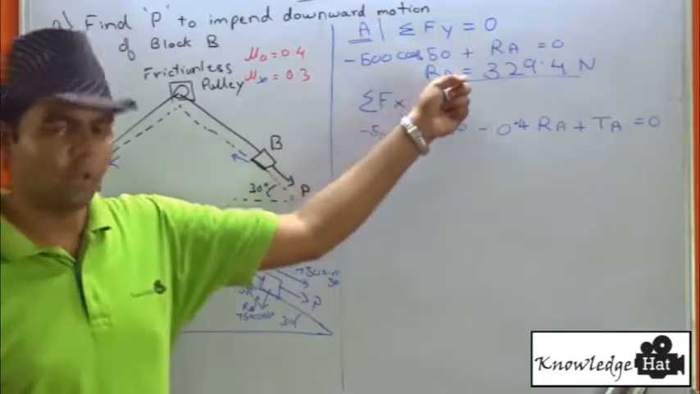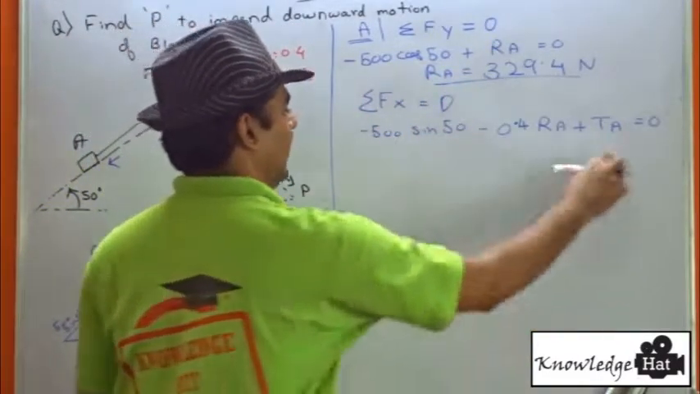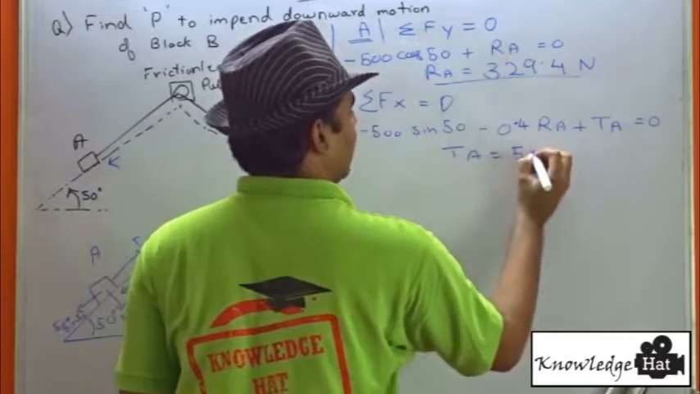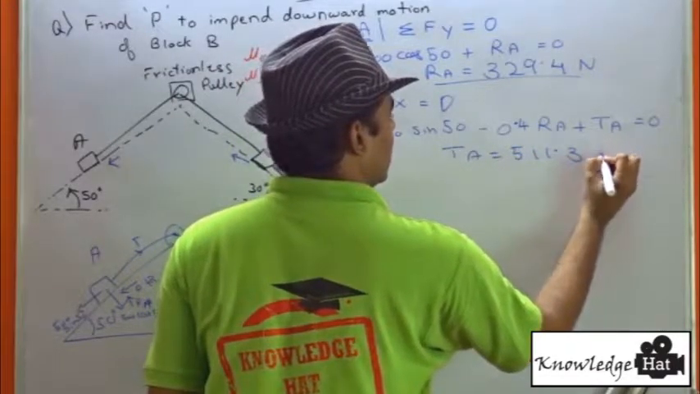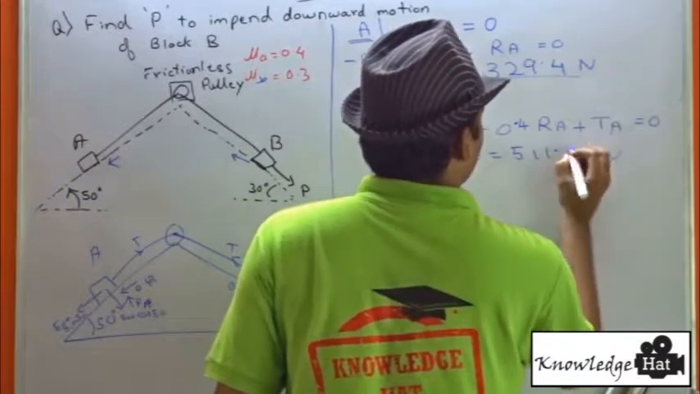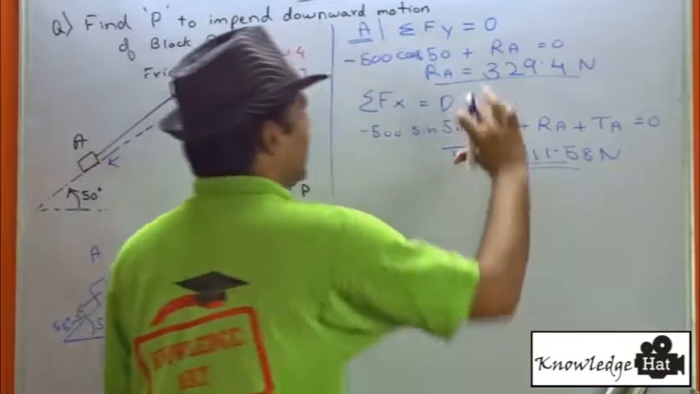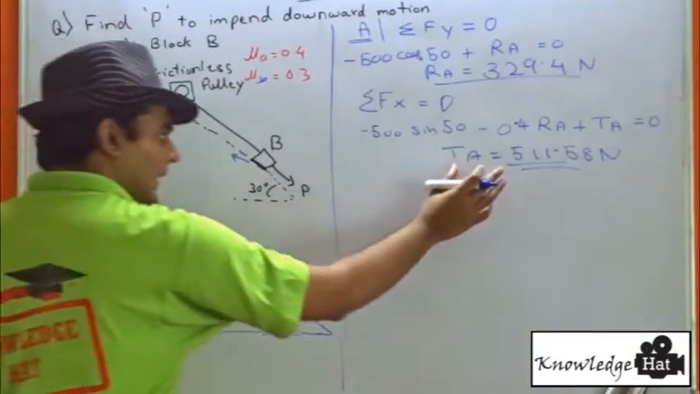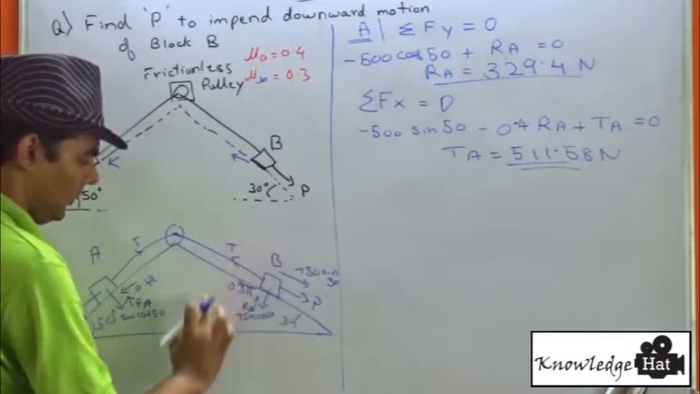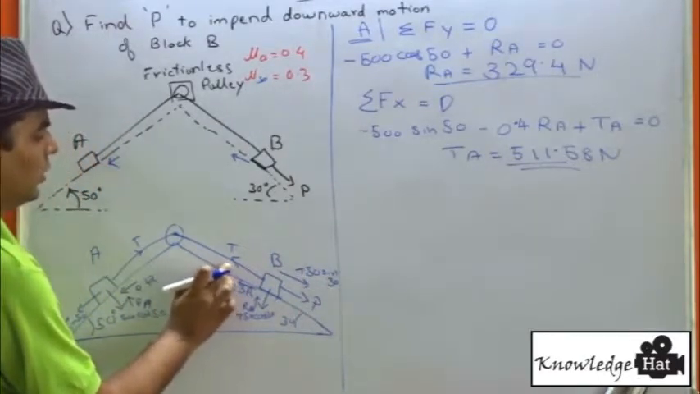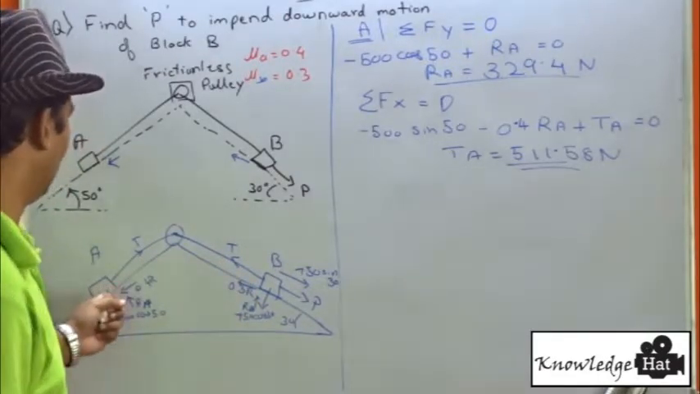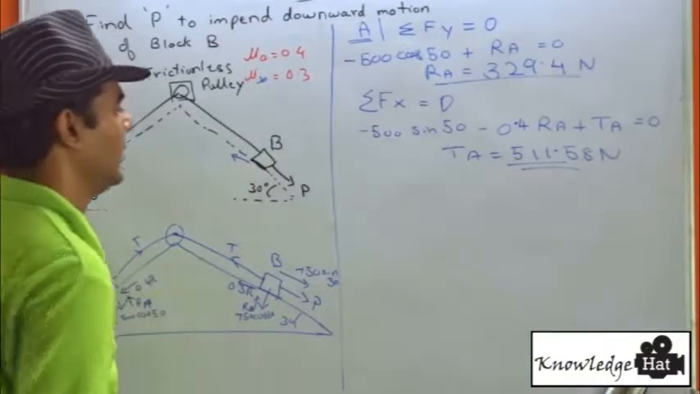RA is already known to us. Only thing is TA. So by calculating, we get TA is equal to 500, sorry, 511.3. This is actually, this comes out to be 9.58. So these are the two values. Why have we calculated TA? Because for finding the values at block B side, we need this tension force. So we have calculated this through block A. This was the only reason why we went to block A.